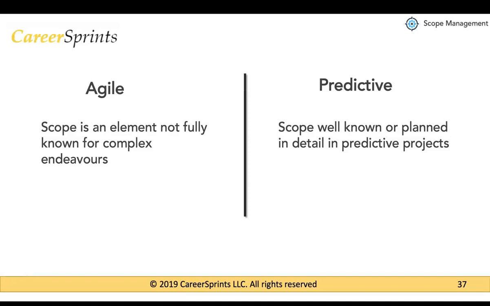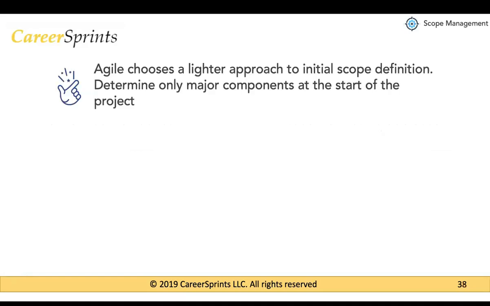So the way scope management is handled in both frameworks will differ. Now, Agile chooses a lighter approach to initial scope definition because in a complex, high risk and uncertain environment, requirements might change often and several times during the project. Thus, a detailed plan could soon become obsolete. Therefore, Agile teams spend little time doing detailed planning.